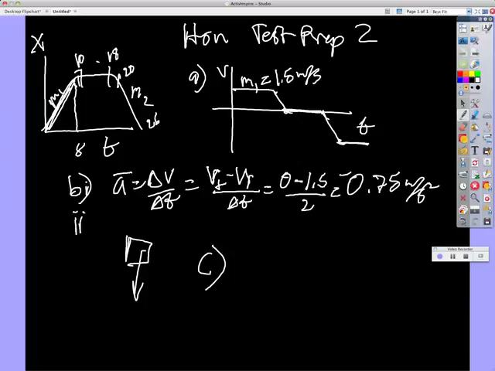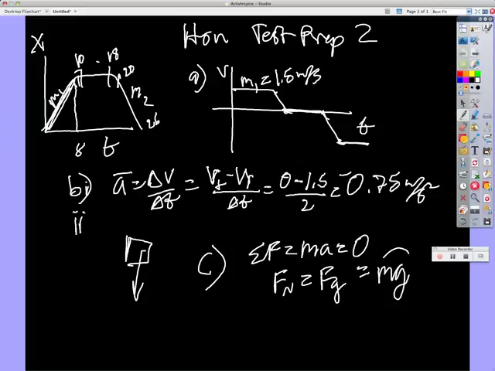So part C says calculate the apparent weight of the passenger. Well, the apparent weight of the passenger is just going to be, you would say the sum of the forces is equal to ma. And if a is 0, then that means Fn is going to equal Fg. So the apparent weight is mg. It's just mass times gravity. That's it.